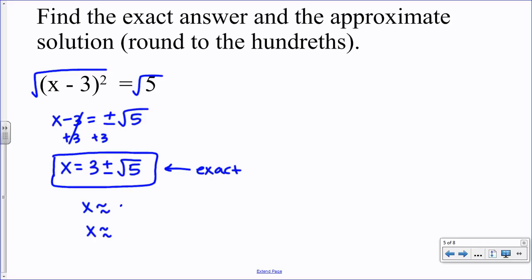So when you do 3 plus square root of 5, you get 5.24 because it's 5.236. So that 6 makes the 3 move up to 4. And then when you do 3 minus square root of 5, you get 0.763, but the 3 is less than 5, so that keeps that a 6. And these are your approximate answers. Notice that I put a squiggly equals, that's what means approximate.